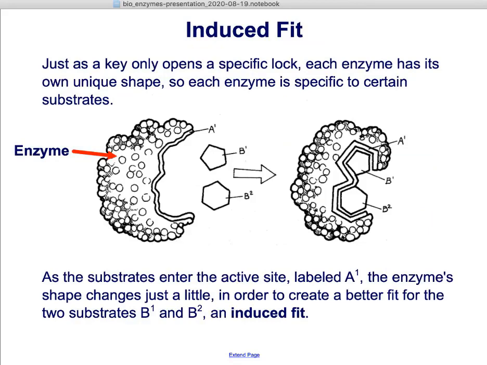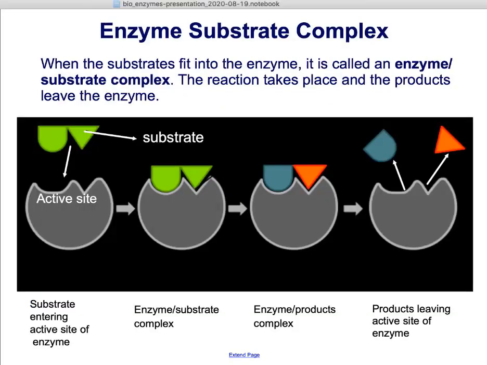Just as a key only opens a specific lock, each enzyme has its own unique shape, so each enzyme is specific to certain substrates. As the substrates enter the active site, which is labeled A1, the enzyme shape changes just a little in order to create a better fit for those two substrates, B1 and B2, an induced fit. When the substrates fit into the enzyme, it's called an enzyme-substrate complex.